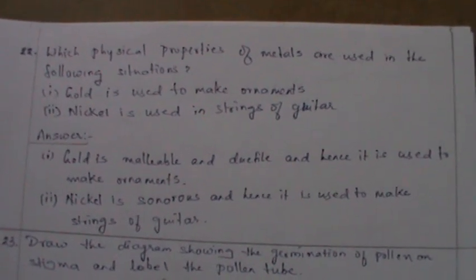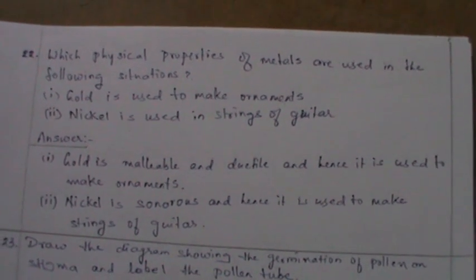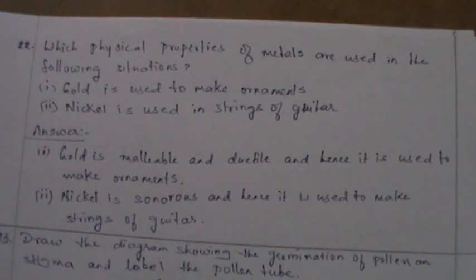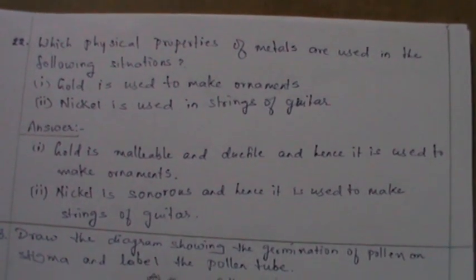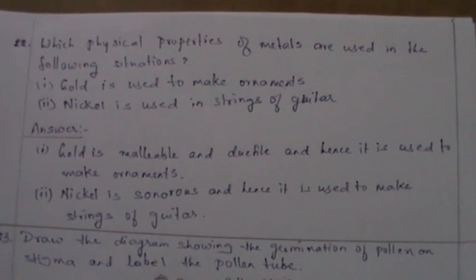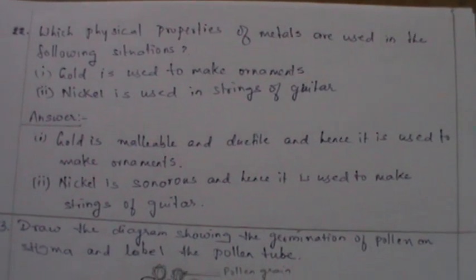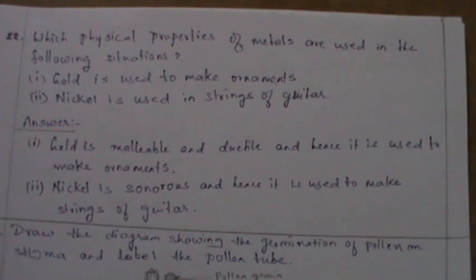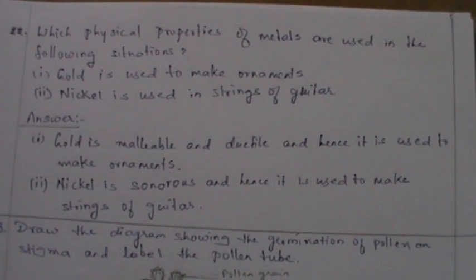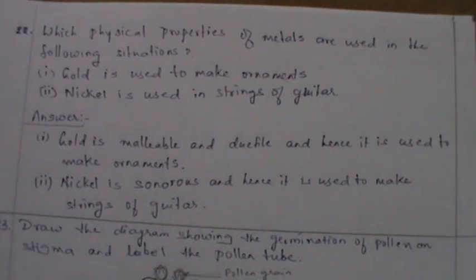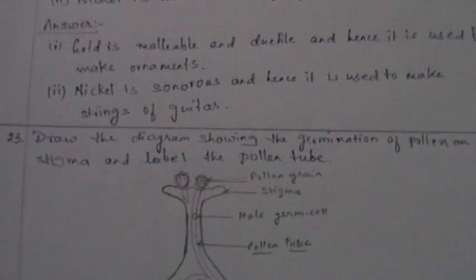Question number 22. Which physical property of metals is used in the following situations? Number 1. Gold is used to make ornaments. Number 2. Nickel is used in strings of guitar. Answer. Gold is malleable and ductile, and hence it is used to make ornaments. Nickel is sonorous, and hence it is used to make strings of guitar.